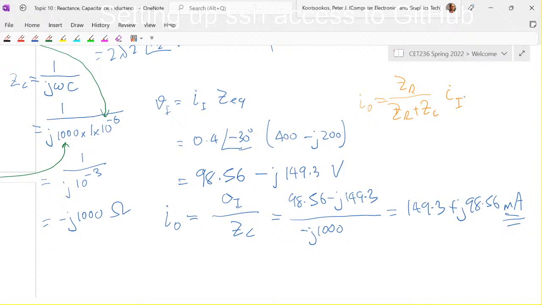I did it using, first of all, equivalent resistance to find the voltage drop, and then Ohm's law to find the current, and then the current times the impedance to find the voltage drop, and then the voltage drop divided by the impedance of the device we're looking at to get the output current.